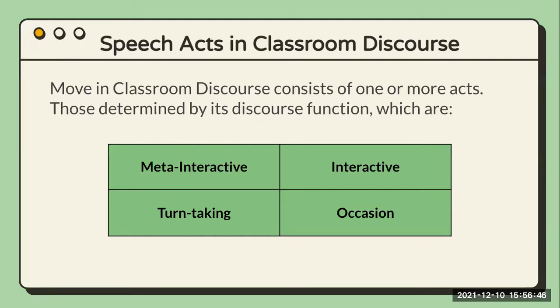And then the next one is turn taking. Turn taking consists of three things. The first one is cue. Cue is when the teacher gives a space for students to raise their hands or do other things to claim the turn. And then the next one, we have bid. Bid is when the student raises their hand or shouts sir or miss. And then the last one is nomination. Nomination is when the teacher nominates to choose the next speaker or choose particular students to do something.